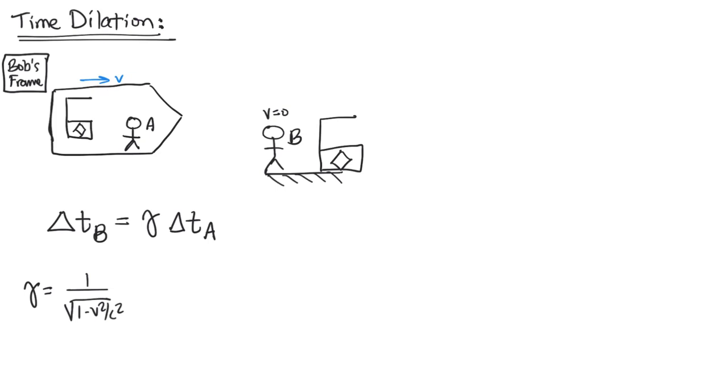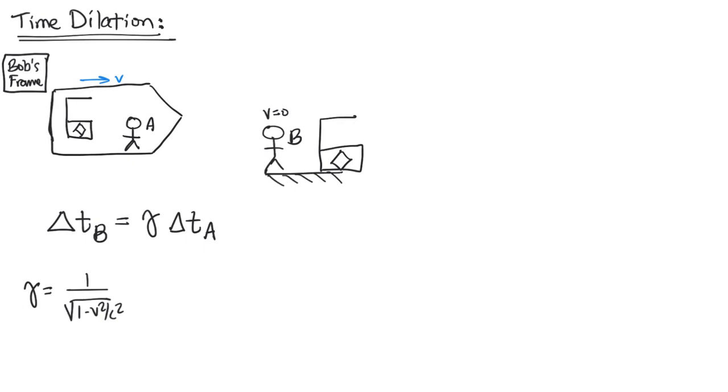So to draw things in a more cleaned up way, we have Alice in the rocket moving to the right in Bob's frame, Bob at rest with a clock at rest. And what we said is that the time that Bob measures for one round trip of Alice's clock is going to be larger than the time that Alice measures for that round trip. Okay. In other words, the moving clock ticks less than the stationary clock.